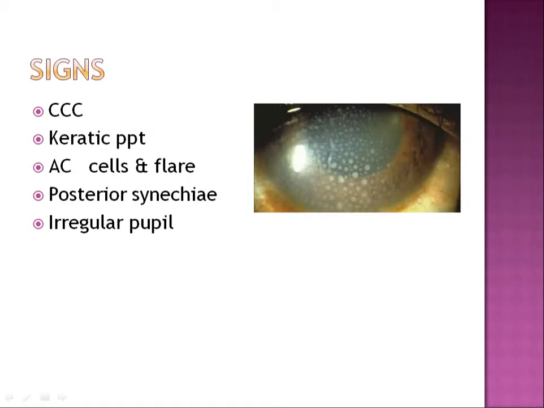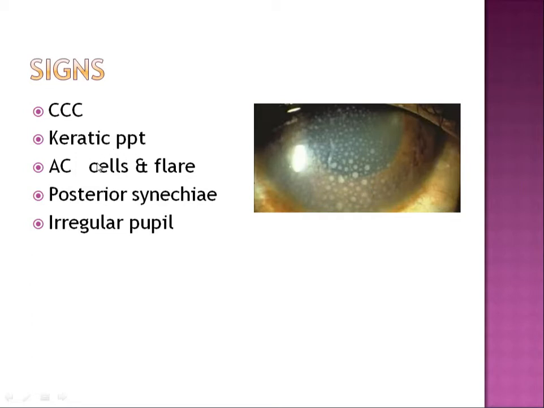Fine pigmented KPs. See, here it is not pigmented. These are white and round, big size KPs. So these are mutton fat KPs, okay? And it is occupying almost the entire part of the cornea. So this is basically a granulomatous uveitis, when you are seeing big, large, round KPs. Thank you for responding.